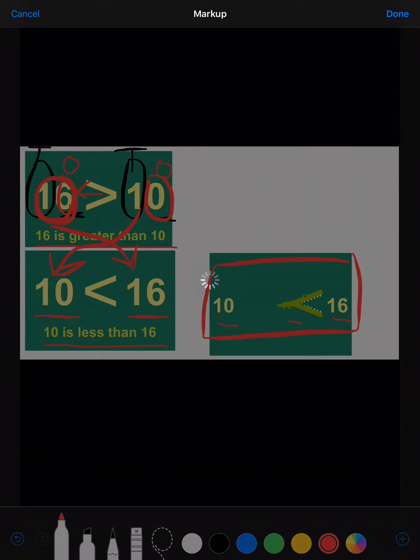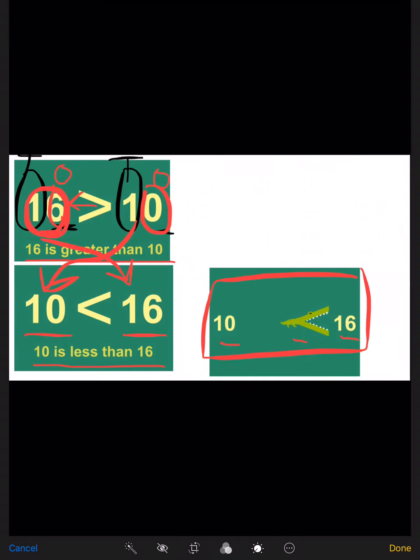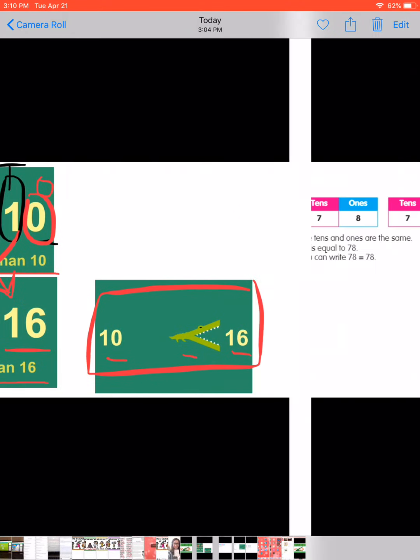All right, excuse my sloppy handwriting there. Kind of hard to mark on an iPad here.